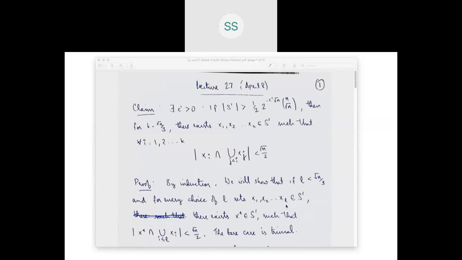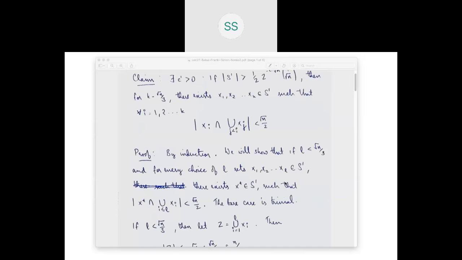Okay. So first we proved the claim. What was the claim? The claim was that if S prime is large enough, then we have elements x1, x2, etc. in S prime, square root n by 3 such elements, such that each xi intersects in at most square root n by 2 positions with the previous xi's. And how do we show this? We show it by induction.